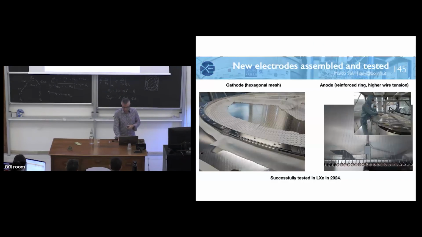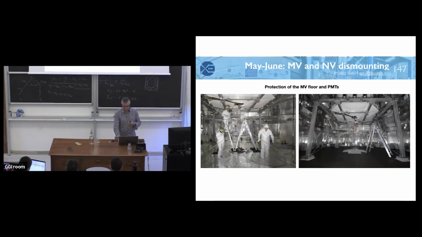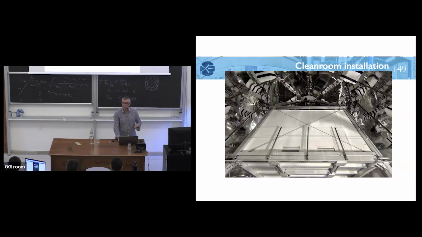So we prepared new electrodes. I'm just flashing these slides now. We drained the water. That is quite an operation. We entered the water tank. We removed the neutron veto. We put back everything from around the cryostat. We built a clean room around the cryostat, and this was done since April of this year.